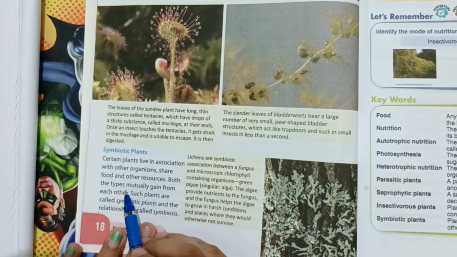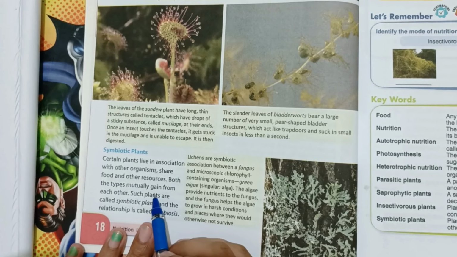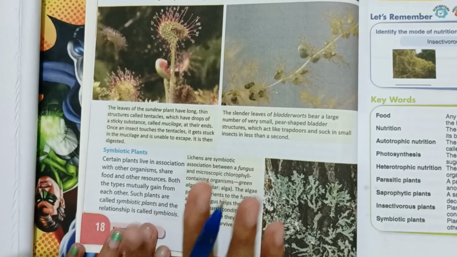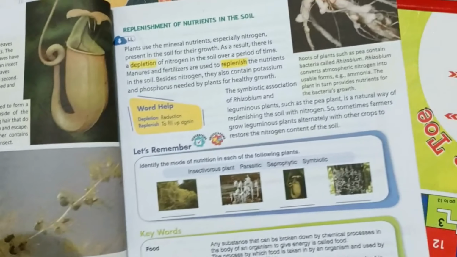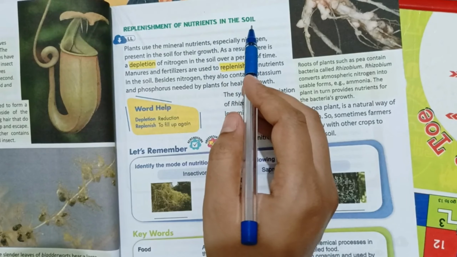Okay, and next is the symbiotic plants, where they are living in mutual gain, getting mutual gain from each other, not harming each other. So these are the 4 kinds of heterotrophic plants. Okay, next, replenishment of nutrients in the soil.